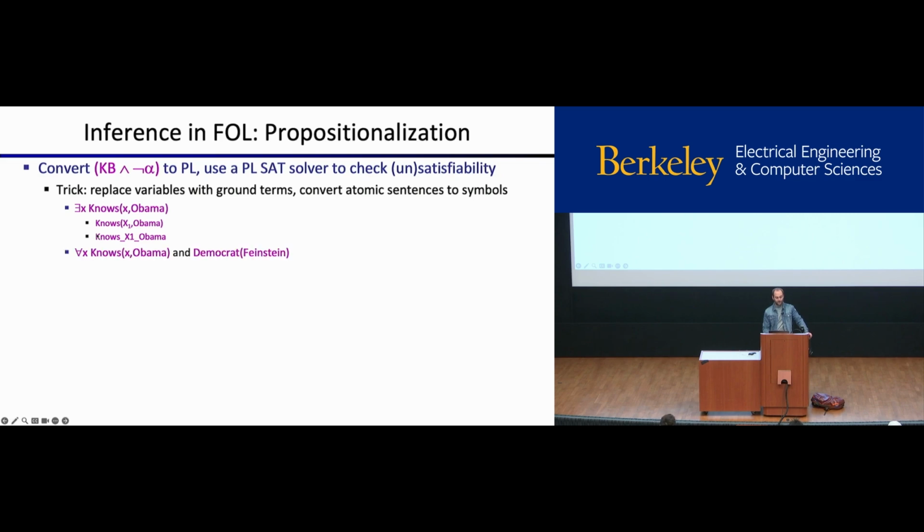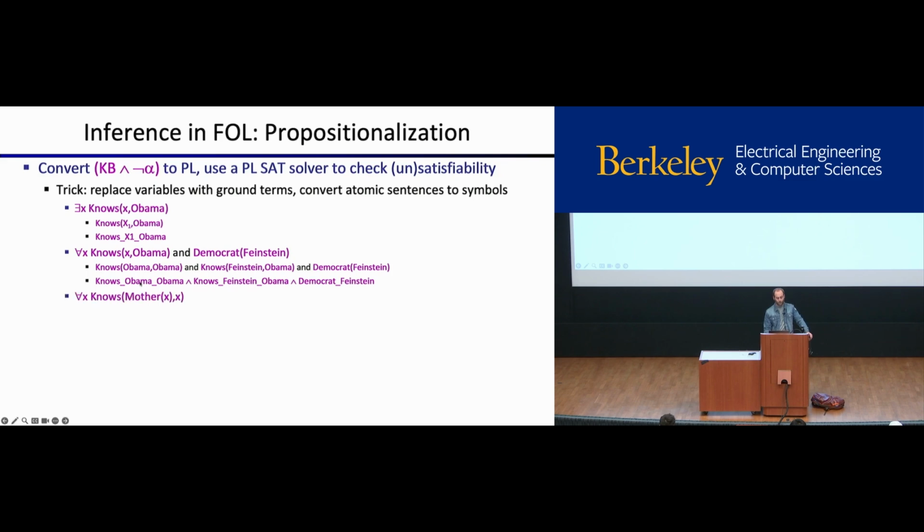If we have a for all quantifier, a universal quantifier, for all x, x knows Obama, and Feinstein is a Democrat, these are in our knowledge base, then first we replace this x in the for all with the different terms that we have at our disposal. So we convert this into Obama knows Obama, and Feinstein knows Obama, and Feinstein is a Democrat. And then we convert those into Boolean variables with their own names.